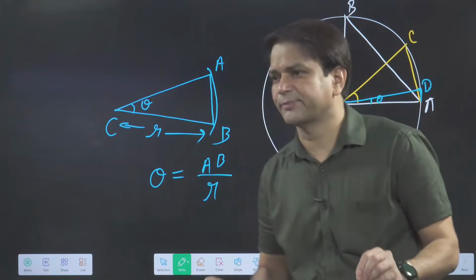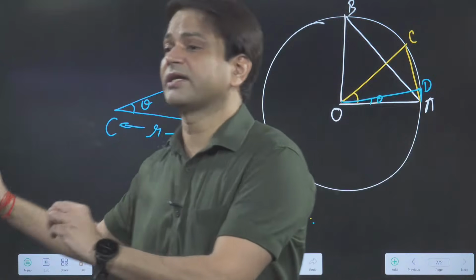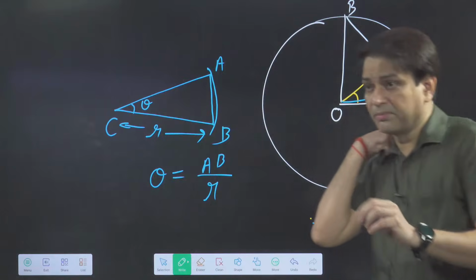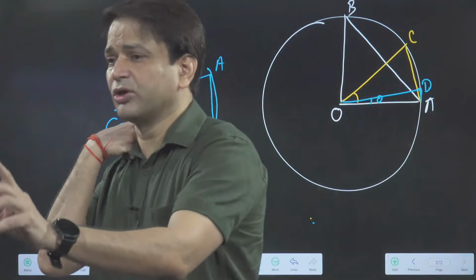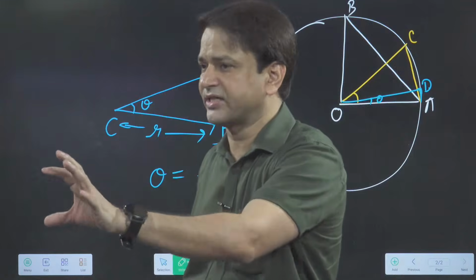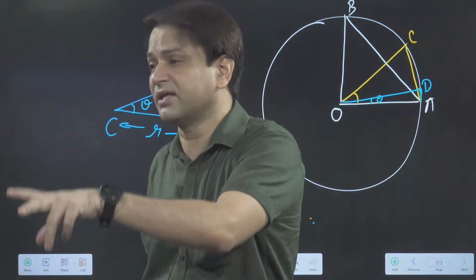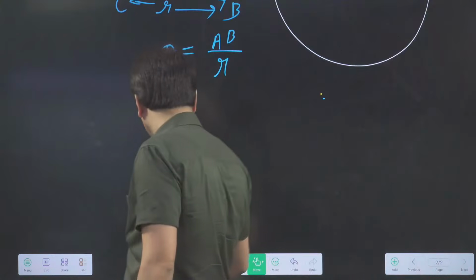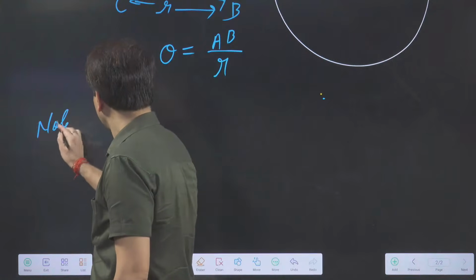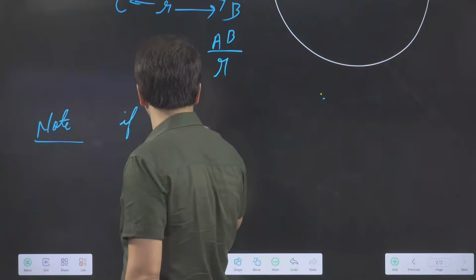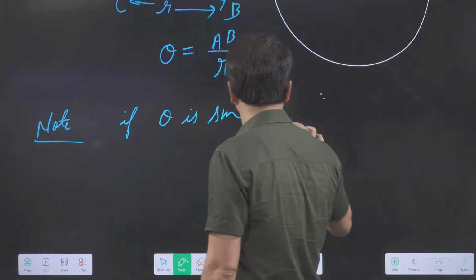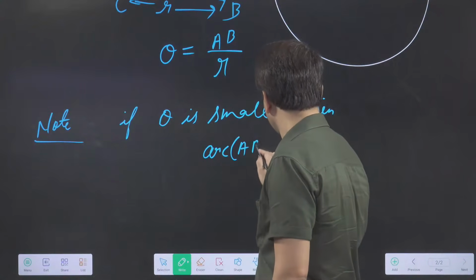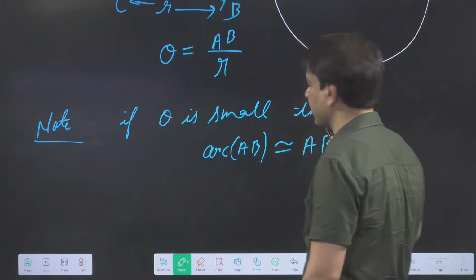Everybody understood this concept or not? We use this concept in the telescope, parallax method. So I cannot always say that arc and straight length are equal, but I can say it when the angle is small. So I am writing here also: if theta is small, then arc AB is nearly equal to AB.